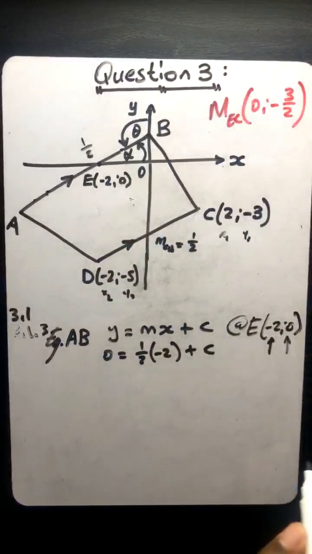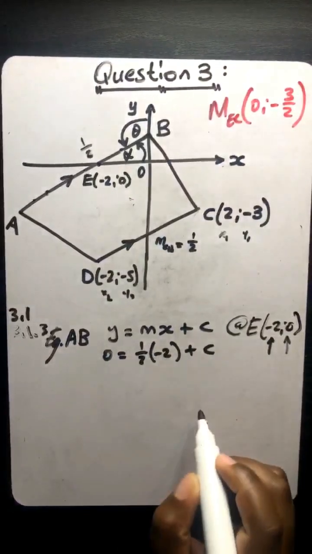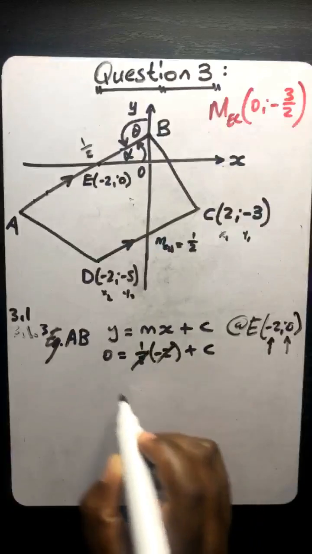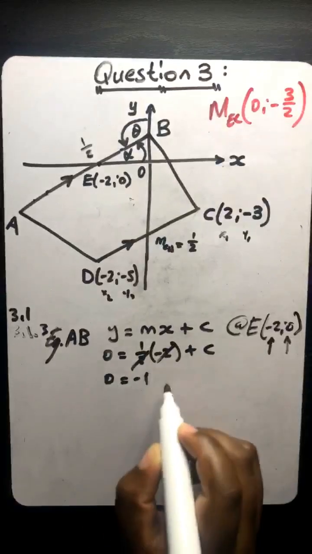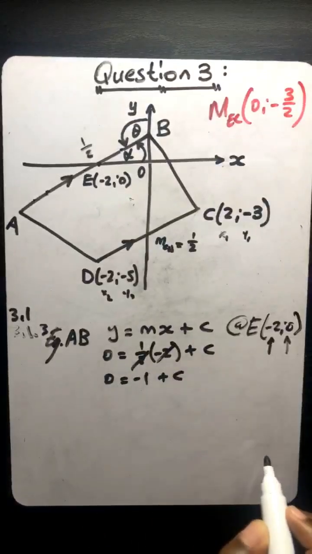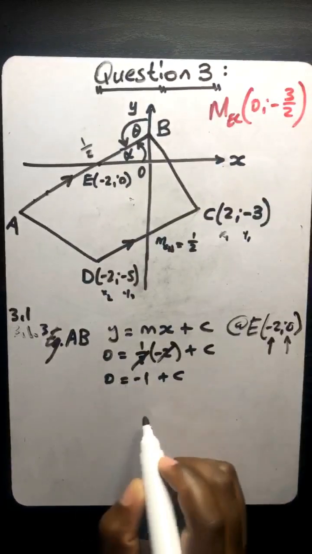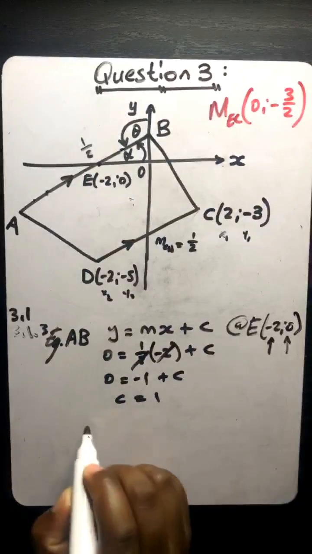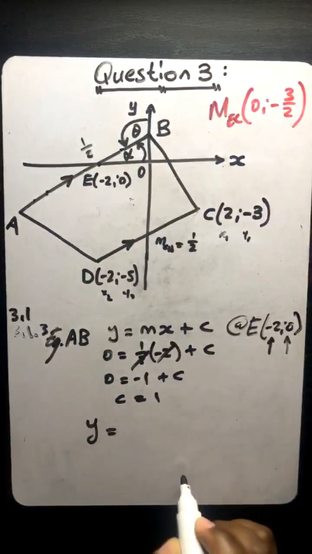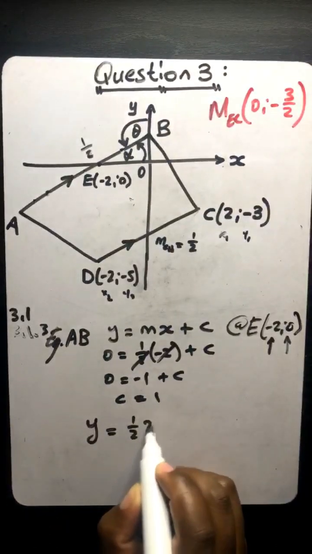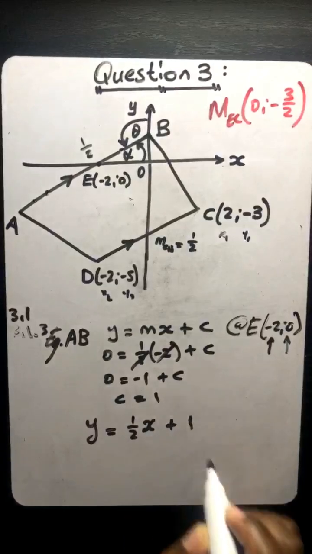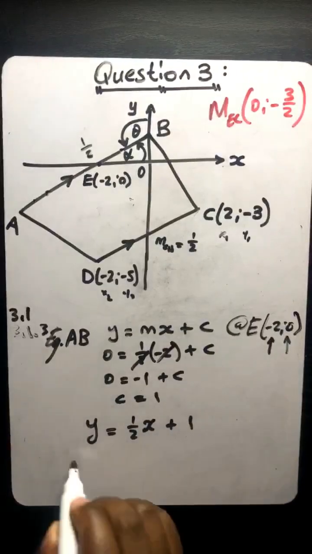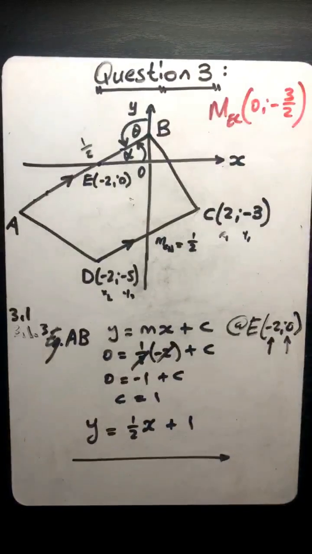So can you guys see that half of -2, what is that? Is it not -1? So that means you've got 0 equals -1 plus c. You take that to the other side, it's more like you're saying c equals 1. So can you now see that you've determined that y equals a half x plus 1. So this is how you determine an equation of a straight line in the form y equals mx plus c.